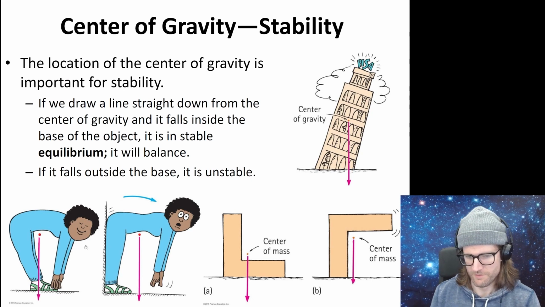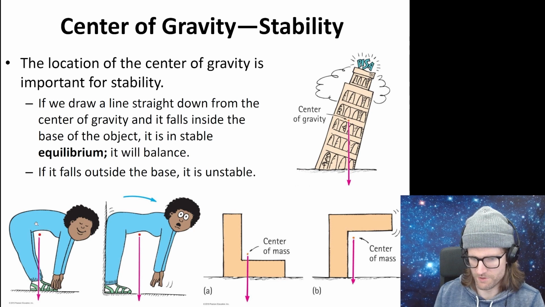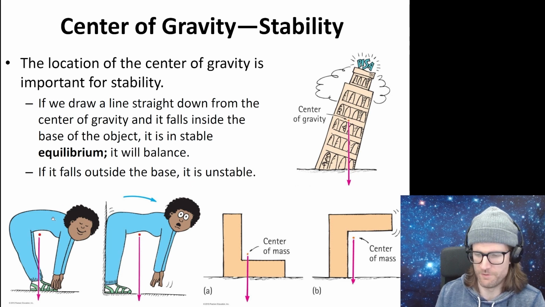So here's this person making L shapes. Let's go with the person first. Here, the center of mass is somewhere in the middle, over her feet. But here, the center of mass is no longer over her feet. So in this case, she'll topple. In this case, she will not topple.